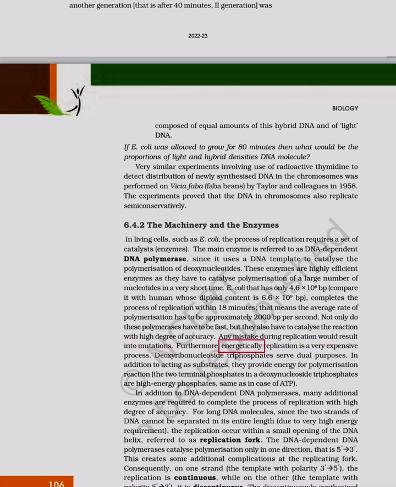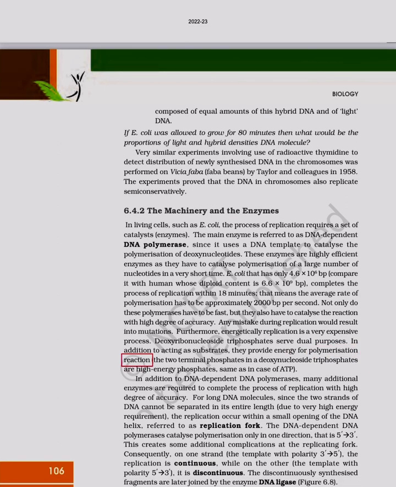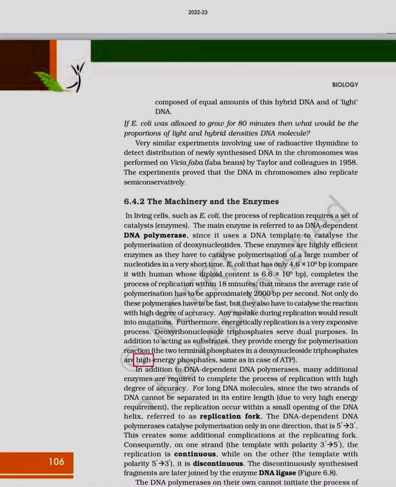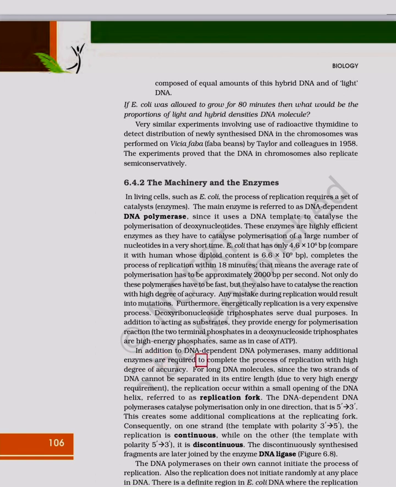Furthermore, energetically replication is a very expensive process. Deoxyribonucleoside triphosphates serve dual purposes. In addition to acting as substrates, they provide energy for the polymerization reaction. The two terminal phosphates in a deoxynucleoside triphosphate are high-energy phosphates, same as in the case of ATP. In addition to DNA-dependent DNA polymerases, many additional enzymes are required to complete the process of replication with high degree of accuracy.